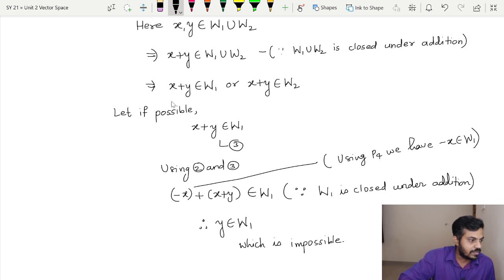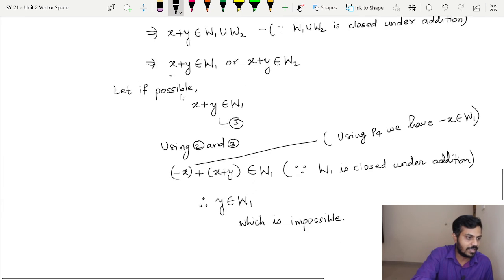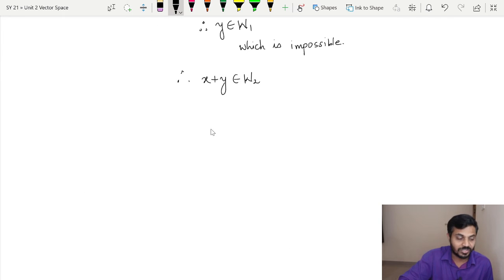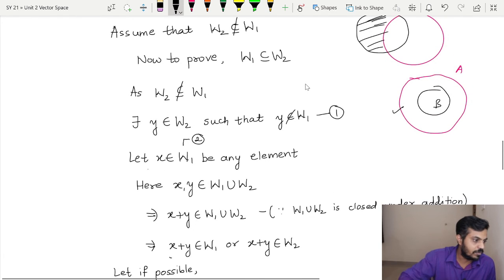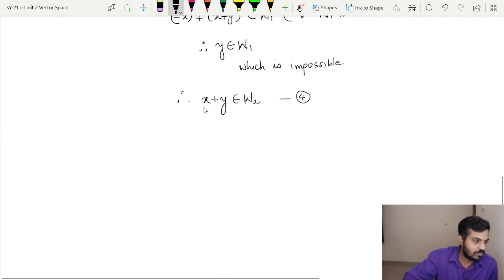Therefore x plus y belongs to W1 cannot happen. So what should happen? x plus y belongs to W2 should happen, because either this belongs to W1 or this belongs to W2, but the first is not possible. So this is what should happen, right? Therefore x plus y belongs to W2. Again, by using similar logic, let us call it 4, and y is a member of W2. It is already 1. So I will say using 1 and 4.